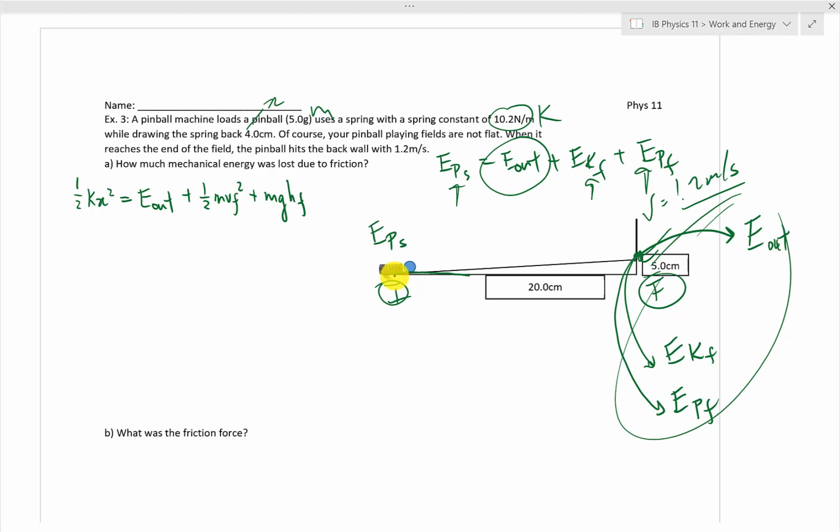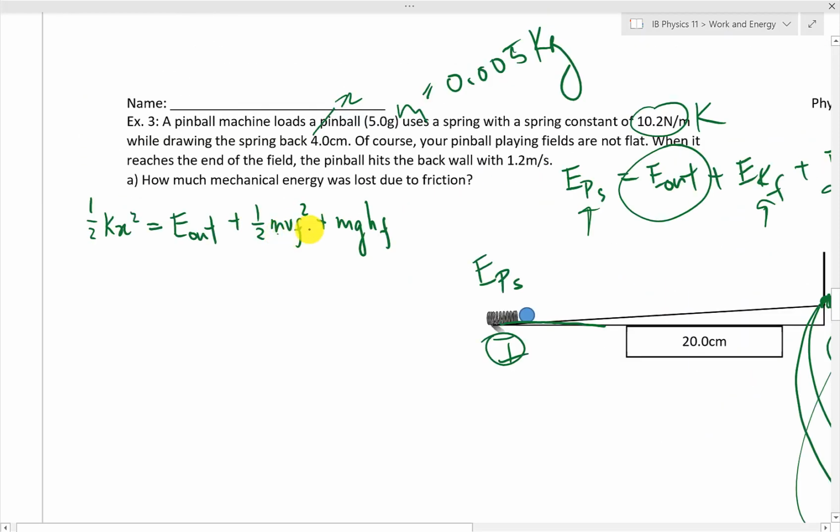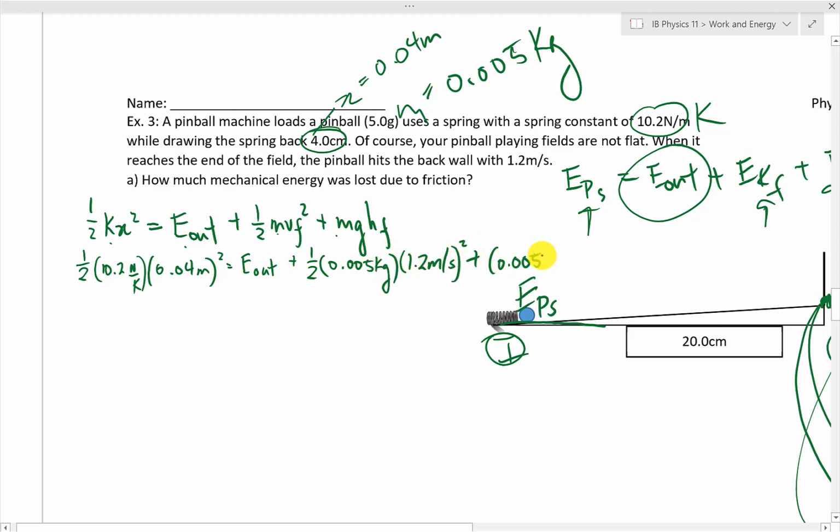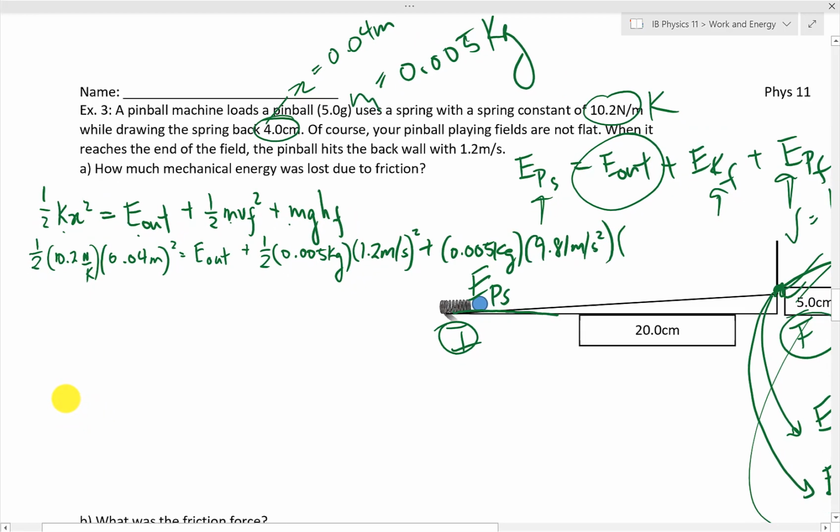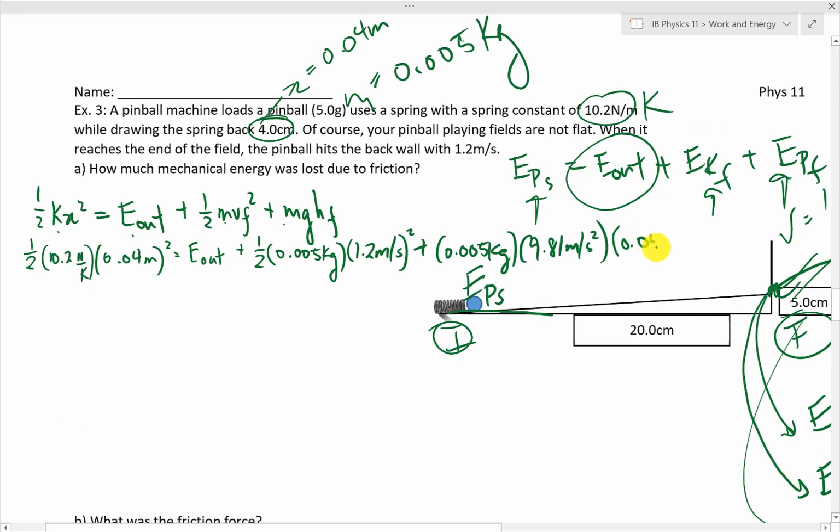So then I believe we can put everything in our equation with a few things here. This mass is 5 grams, which converting to kilograms, dividing by 1,000, we get 0.005 kilograms. That's 3 decimal places. So putting all this into our equation, noticing that we cannot cancel mass because not every term has the mass. The spring constant is 10.2. It is being stretched 4 centimeters, which converting to meters is 0.04 meters by dividing by 100. The mass is 0.005 kilograms. Final speed is 1.2 meters per second, 9.81 for acceleration due to gravity. And final height is 5 centimeters. Again, dividing by 100 to get meters, that gives us 0.05 meters.